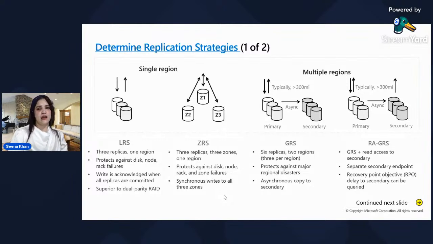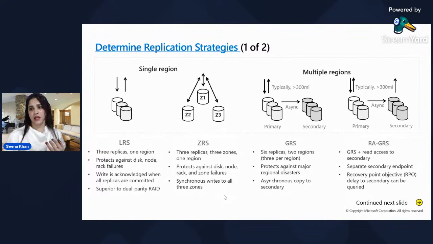Now, next is GRS. GRS is geo redundant storage. It has six replicas across two regions, three per region. It protects against major regional disasters. So if your region has a natural calamity, flood, or earthquake, then another region will serve your data. So your data is protected against such regional disasters, and it is copied asynchronously to the secondary.